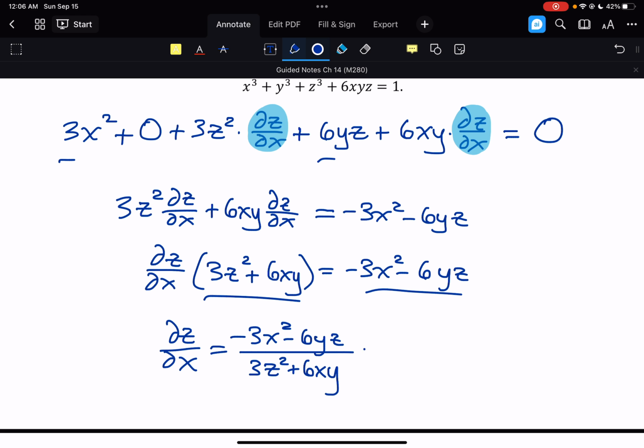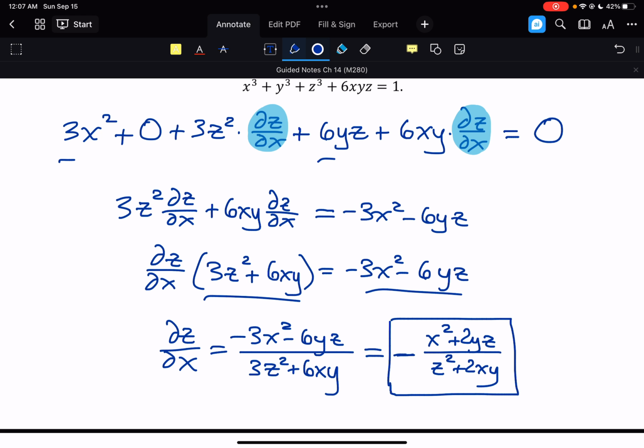And this would be fine. You can also simplify this a little bit. There's a common factor of 3 in everything. And we could even just take the negative out of these two and put it out in the front. So like negative x squared plus 2yz all over z squared plus 2xy. Something like this. Again, the other one was fine too, but that's kind of our fully simplified version of that derivative.